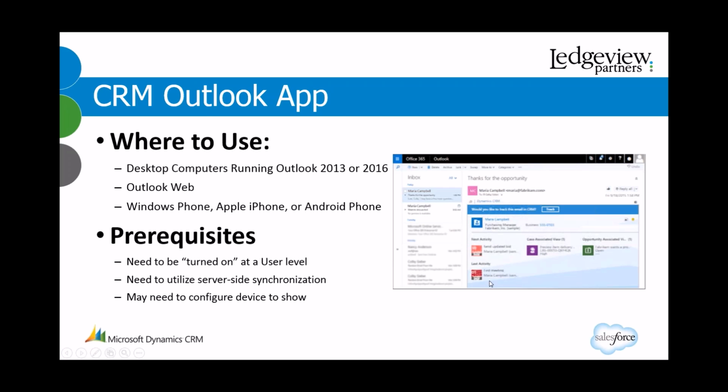So again, it just gives you that nice capability that you're in your device, you're doing your email, you're tracking, and now you can see some additional information if you need to based on the CRM object that you tracked it against. Some prerequisites to set this up is that this is turned on at a user level, so each user has to meet some requirements, and you have to turn it on at a user level basis to get it to work.